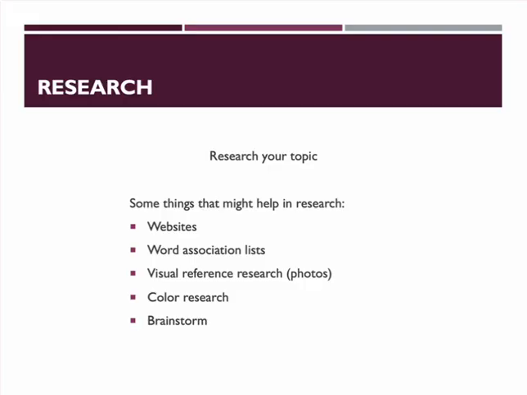Word association lists. So going back to the Miami example, I would start with Miami and I would write down literally every word I could think of that comes to mind. Beaches, sand, city, cultural, just on and on and on. Lots and lots of words. And then you can do visual reference research from photos on some of those words. So I would type in beach and I would look at a lot of pictures of beach, and I would look up city and I would look up a lot of pictures about cities.